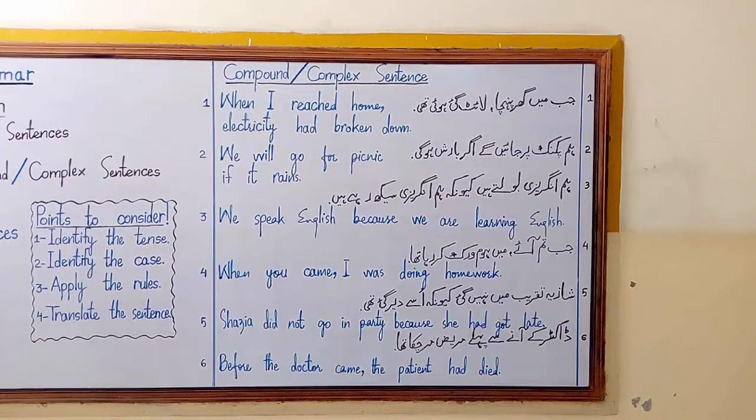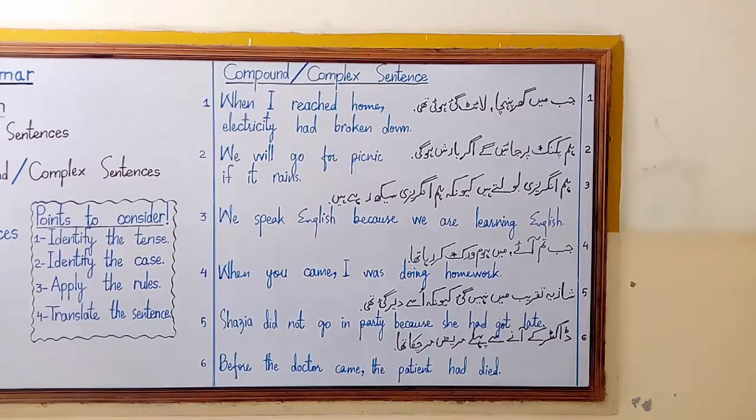Now see, जब मैं घर पहुंचा belongs to past simple. लाइट गई हुई थी, it means an action had already completed. It had already taken place. लाइट का जाना पहले ही हो चुका था. That will go to past perfect. So जब मैं घर पहुंचा is past simple, लाइट गई हुई थी is past perfect. Accordingly, you will apply the rules of past simple and past perfect in these 2 sentences.